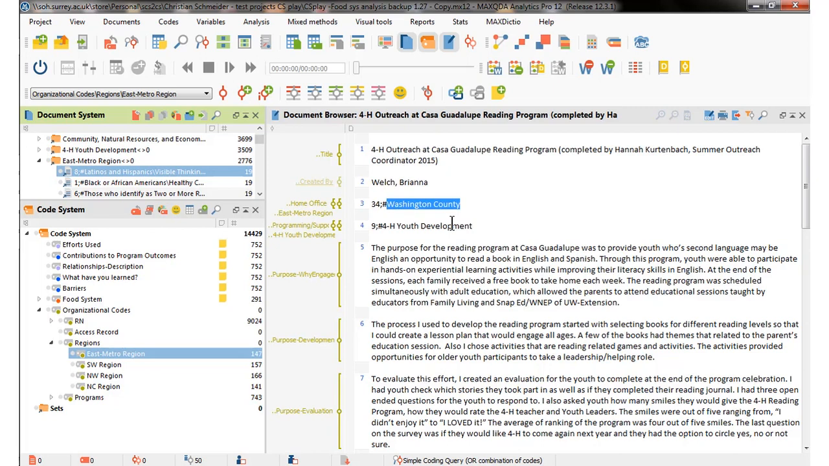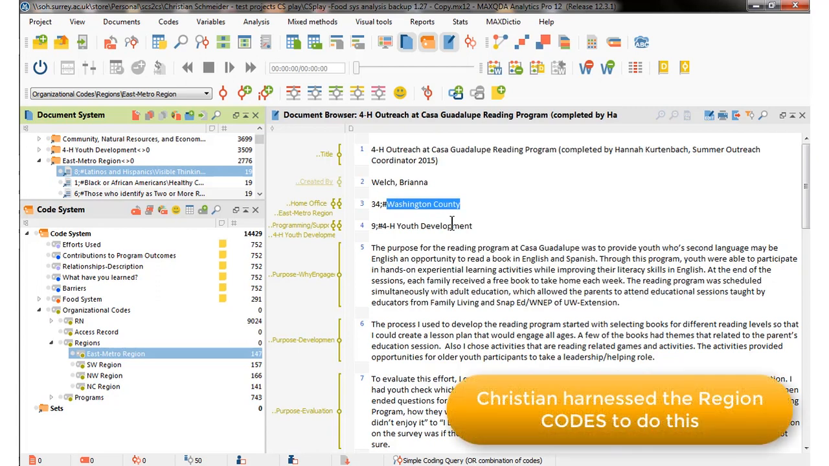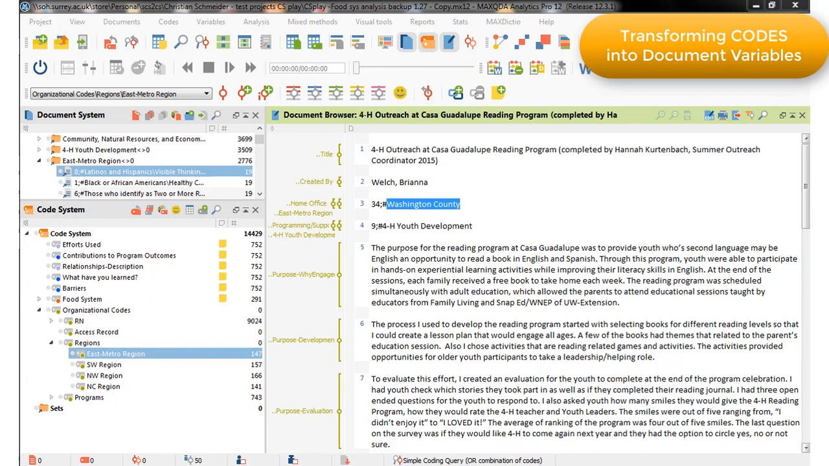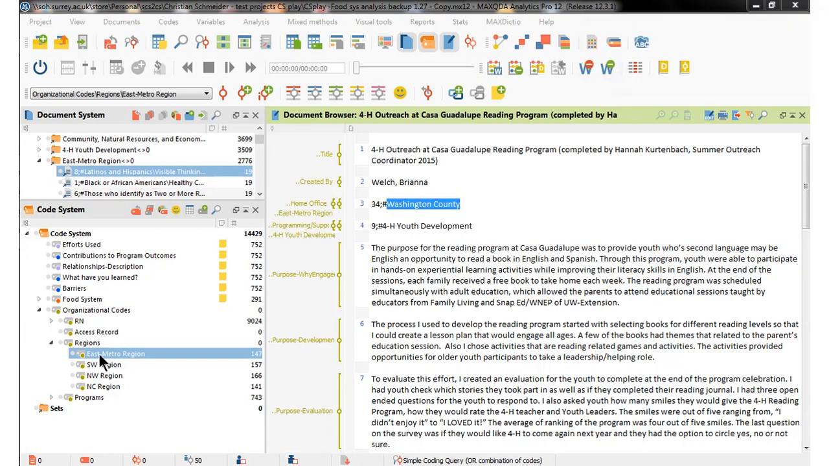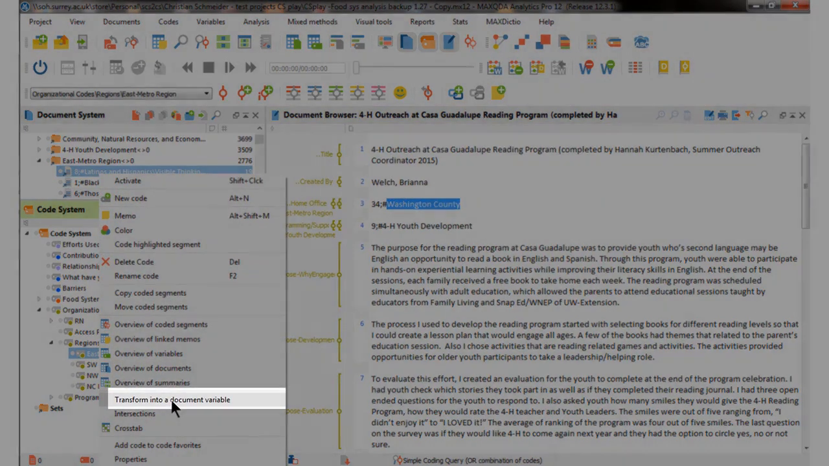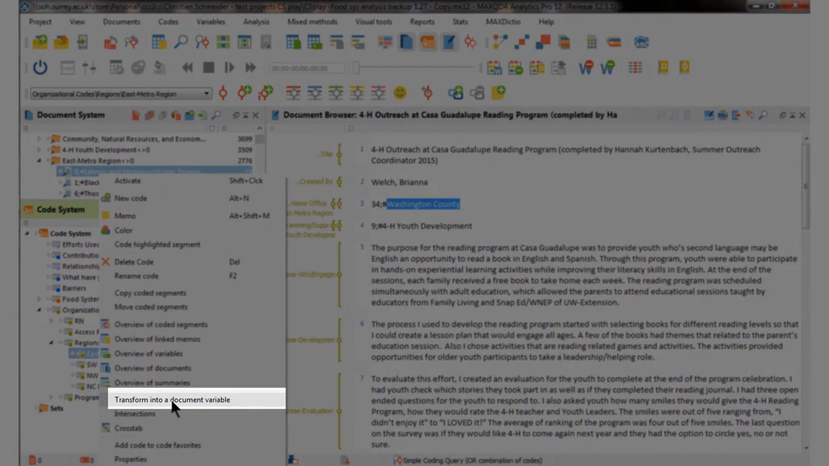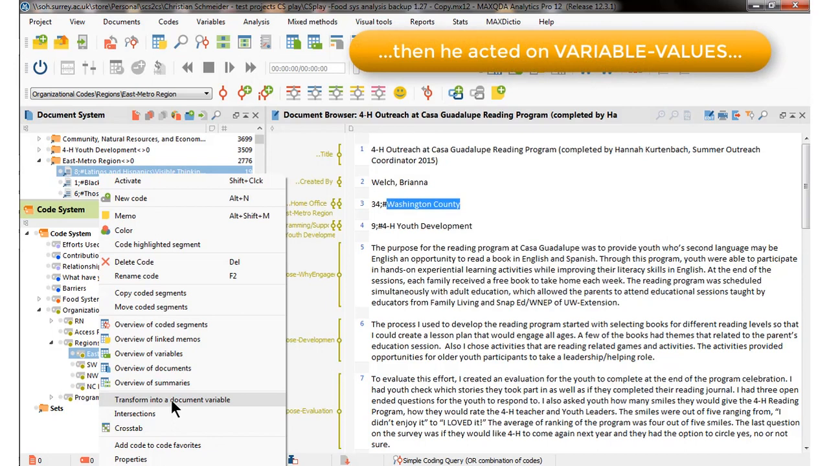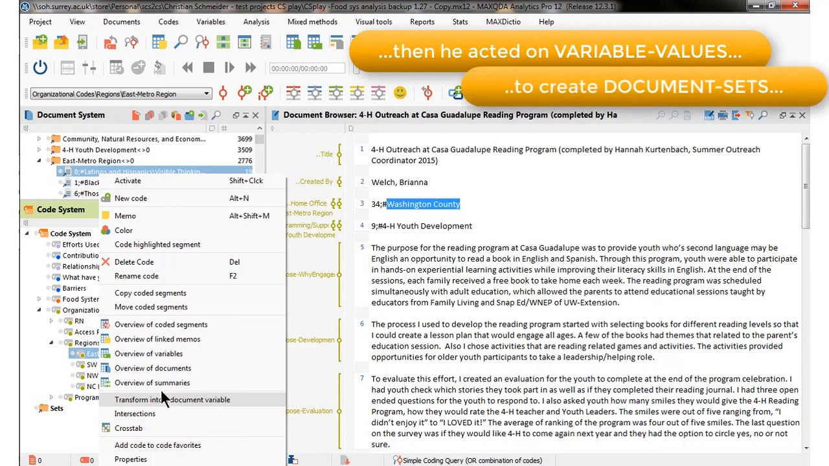He didn't manually put the documents into each of these sets, but he harnessed the region codes in order to do so. He was able to do this because he knew that one of the actions that can be taken on codes at the tactics level within MAXQDA is to transform them into document variables. We can see this option here by right-clicking on one of the region codes. Once Christian had done that, he was then able to act on the variable values of each region, created by acting on the codes in this way, to create the document sets shown here.